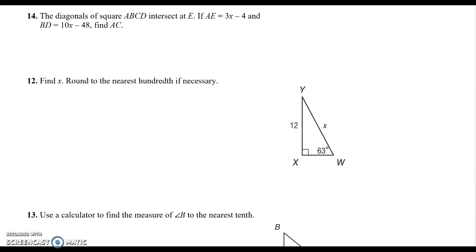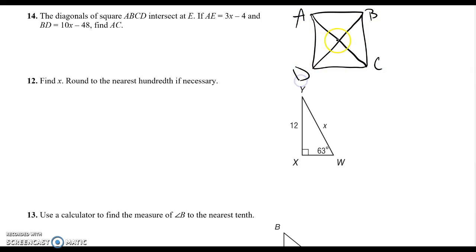Alright. The diagonals of a square ABCD intersect at E. Okay, so let's draw that picture before we go any further. We've got a square. We're going to act like that's a square, and it has diagonals. So it's A, B, C, D, and they intersect at E.